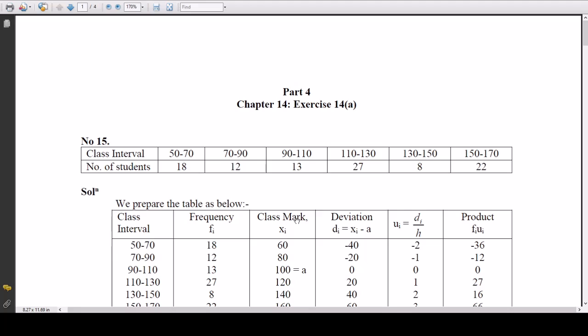The table given in this problem 15: the class interval from 50 to 70 has 18 students, from 70 to 90 is 12, 90 to 110 is 13, 110 to 130 is 27, 130 to 150 is 8, and 150 to 170 is 22. We have to find the mean of the given table.